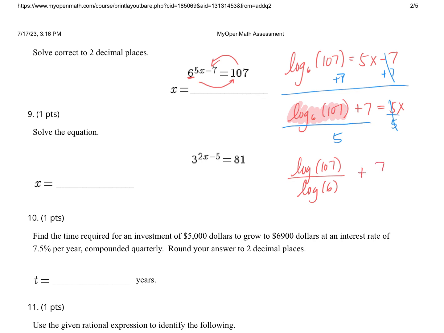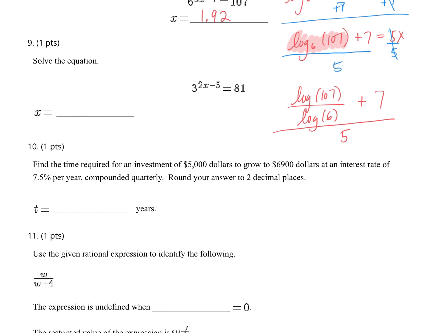And then I would add 7 to that, and then I would divide all of that by 5. Okay? So we have log 107 divided by log 6, and then add 7 to that, and then divide by 5. And I'm supposed to be rounding to 2 decimals, and I got 1.92. All right, so 1.92.